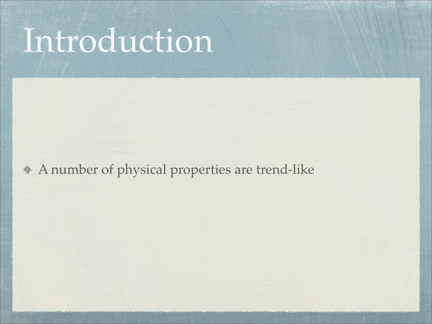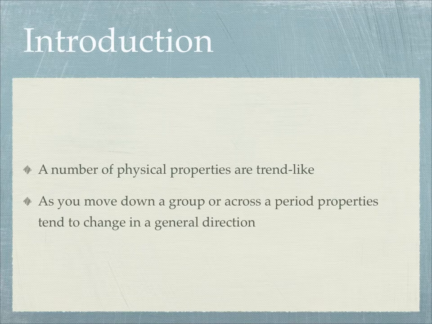When we're talking about the elements, there are a lot of physical properties that are trend-like, in that they tend to follow some kind of pattern as you move across the periodic table or down the periodic table. So as you move down or across, you have some trends that take place.